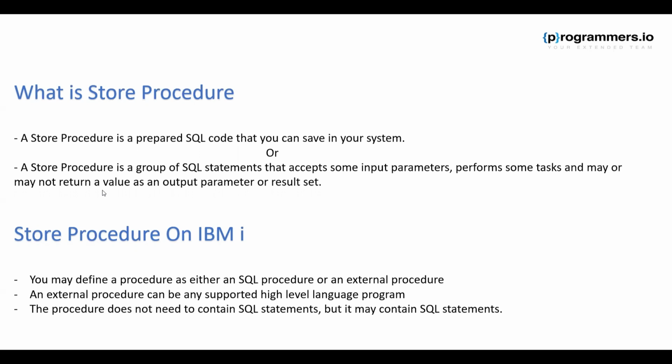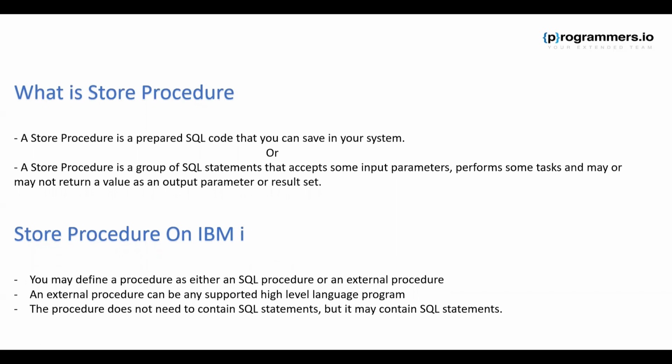Coming back to the first point, again, a stored procedure is prepared SQL code that you can save in your system. A stored procedure is a group of SQL statements that accept some input parameters, perform some task, and may or may not return a value as an output parameter or result. So a stored procedure can return an output parameter or a result set also. I will show you that on the lab machine. We will see the practical of that.